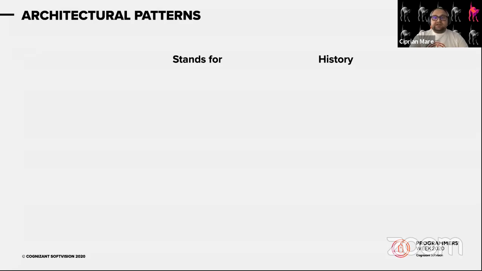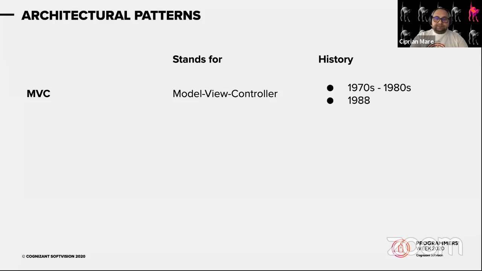Next, let's see a short history about the most popular architectural patterns used in Android. First one is MVC, Model View Controller. It was introduced for the first time in the 70s, 80s. It was accepted as general concept in the year 1988. It has been used in Android development since the beginnings, 2008, 2009. MVP, Model View Presenter. It was introduced for the first time in the 90s. It has been used in Android development since the beginnings, 2008, 2009.